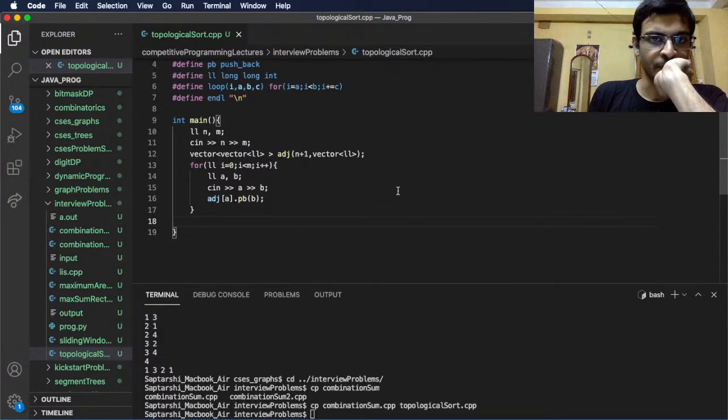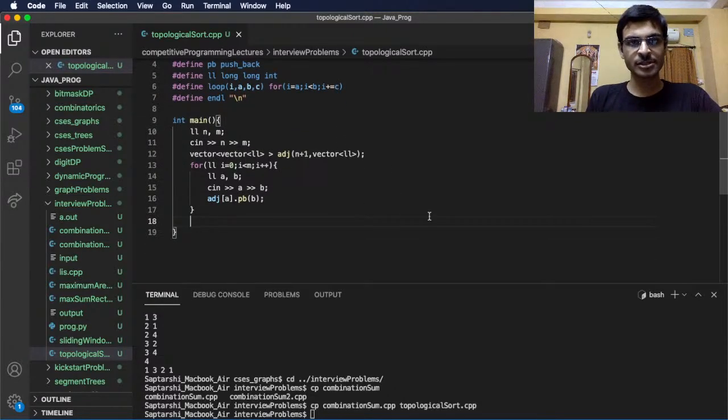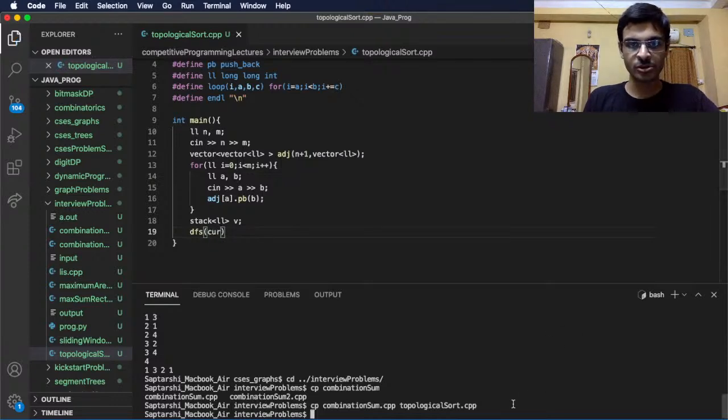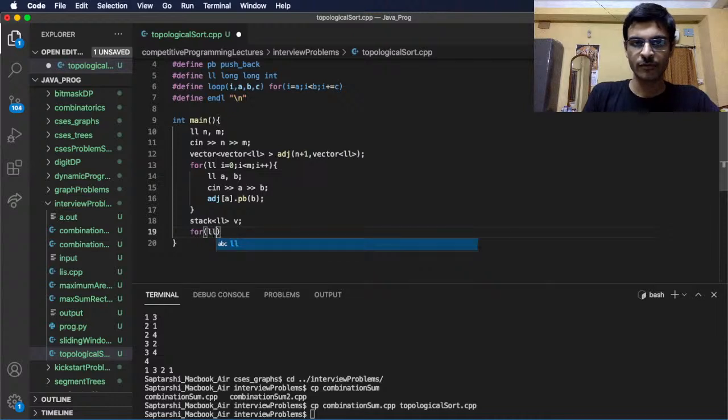Now what can we say? We can say that let us do DFS. So we will initialize some stack where we'll store the values, vertices maybe V, and then we will run DFS. Okay, so I think we can copy this to that particular folder, or I'll do this later on. Let me complete this DFS. Let us do it from all these nodes: for int i equals 1, i less than or equal to n, i plus plus.